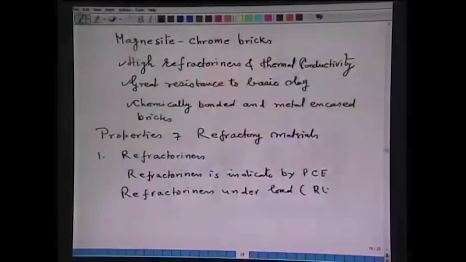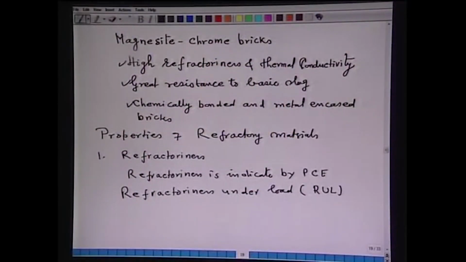So in short, this is also called RUL, that is refractoriness under load. So, refractoriness under load is also a fusion point, but it is lower than refractoriness. Refractoriness means the fusion of the refractory under its own load, whereas RUL is the fusion point when it is loaded by the external load. So, that is the difference between the two.